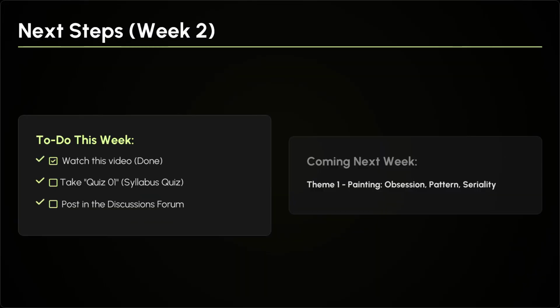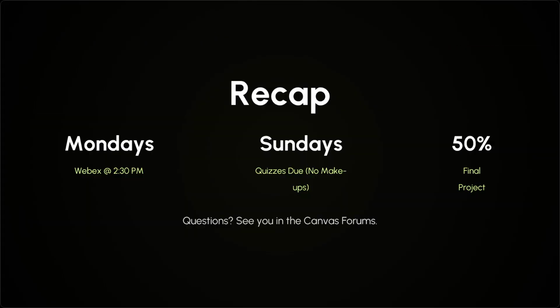So what to do this week? What to do in this moment? First, you are watching this video. That's the simplest, right? So that's done. Second, take quiz number 1, which covers the syllabus overview. Third, post in the discussion forum. Next week, we start officially with theme number 1, which is painting, obsession, pattern, and seriality.